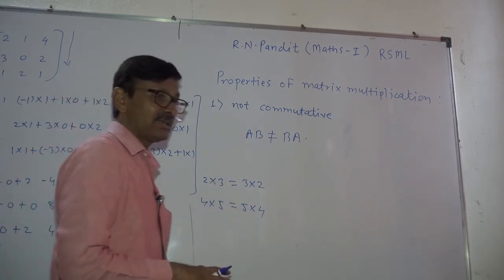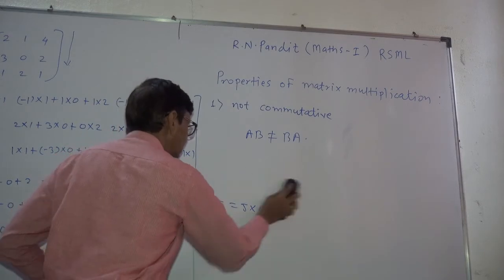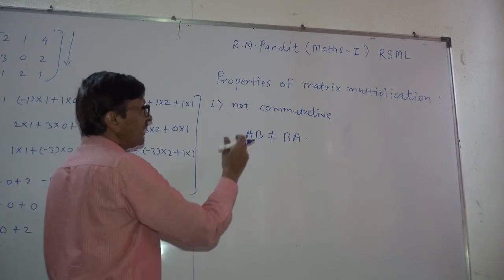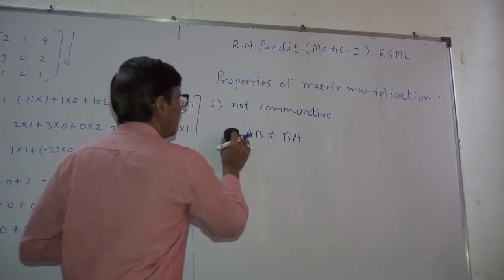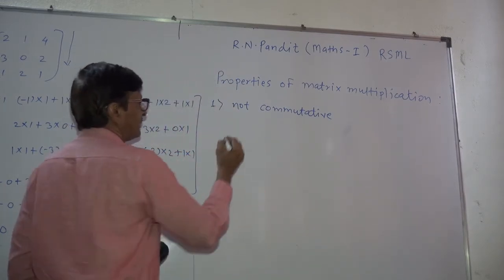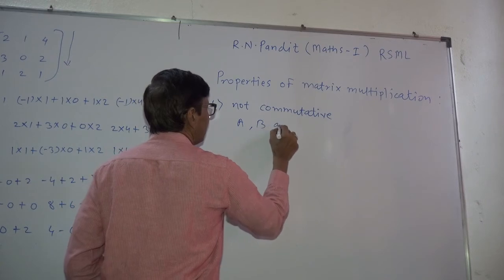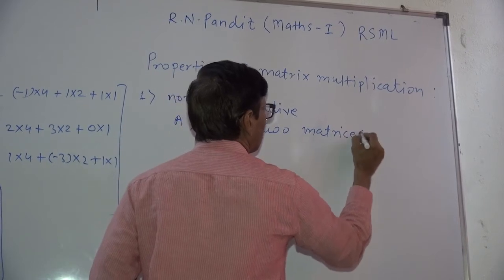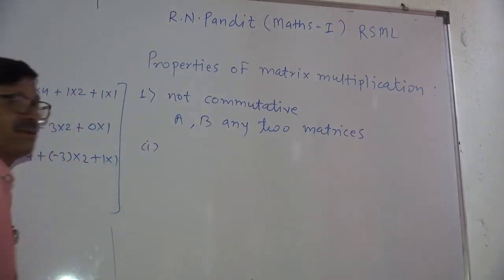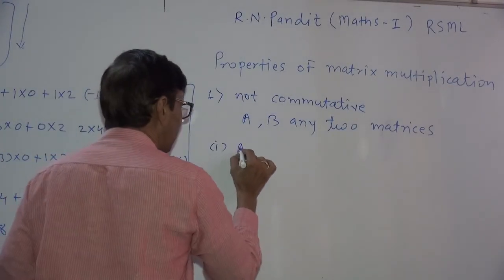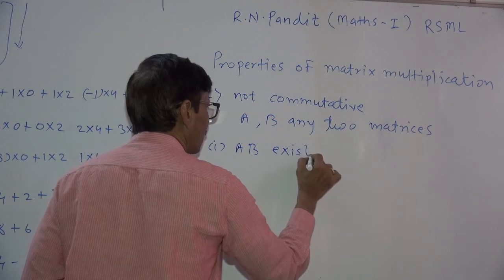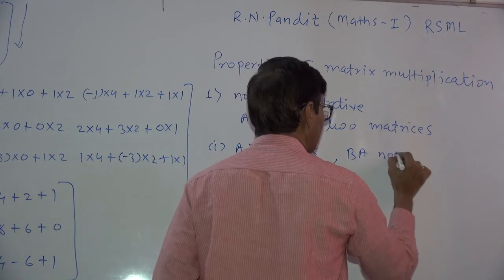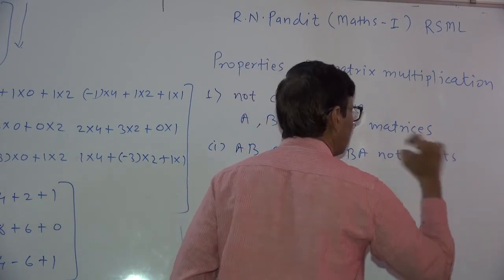But this law in general will not be satisfied. So if we consider two matrices A and B, then 4 different situations are there. Suppose we consider A and B are any two matrices. Then following situations will be there. Here we say that product AB is defined or exists, but BA does not exist. That will be the first situation.